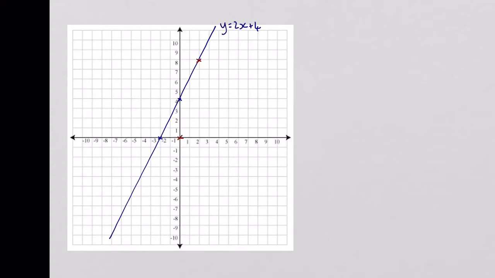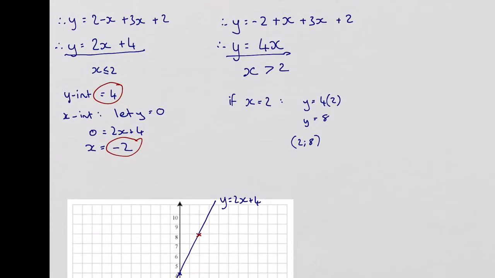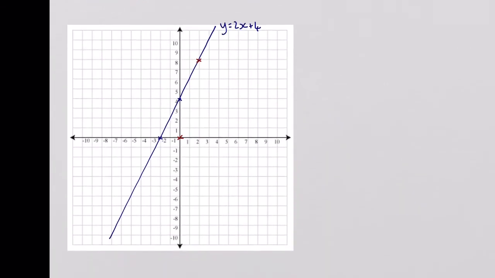Okay, so the next part of the function, I'm going to sketch in red just so that it's easier to differentiate, but just to go back to it, if we look over here, it's y equals 4x when x is greater than 2. So we've already plotted the point 2, 8. We know that it's going through the origin, so now we just need to link them.